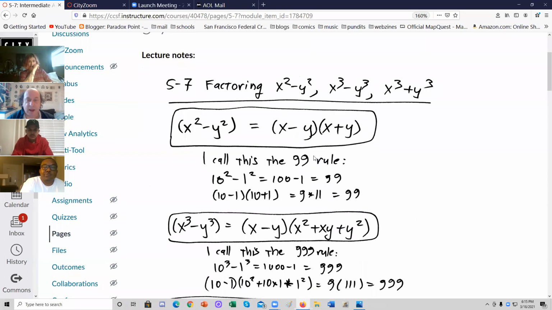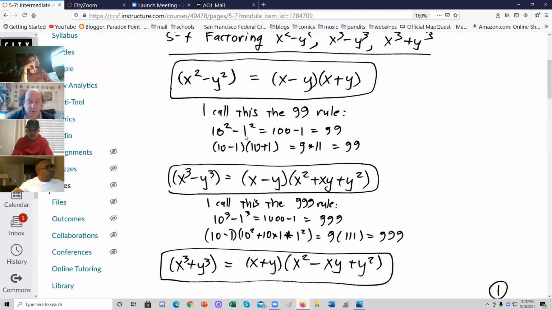I give this the 99 rule because if x is 10 and y is 1, then 10 squared minus 1 squared is 100 minus 1, which is 99. And 10 minus 1 times 10 plus 1 is 9 times 11, also 99.